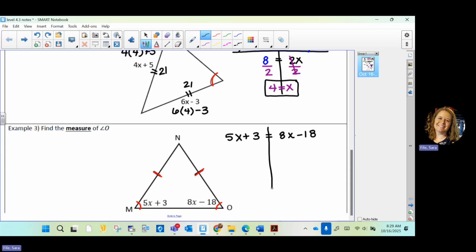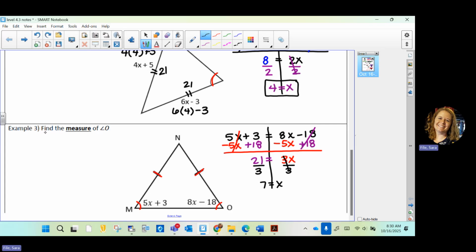So same idea. And I come in here and I'm going to move my x's to one side. I'm going to move 5x so that's smaller and I want to deal with a positive x value. And then I'm going to move my constant to the left side. So I'm going to add 18 because that's the opposite of minus 18. So that gives me 21 equals 3x. And then I will divide out the 3 because that's the opposite. 3 times x, the opposite of times 3 is divided by 3.